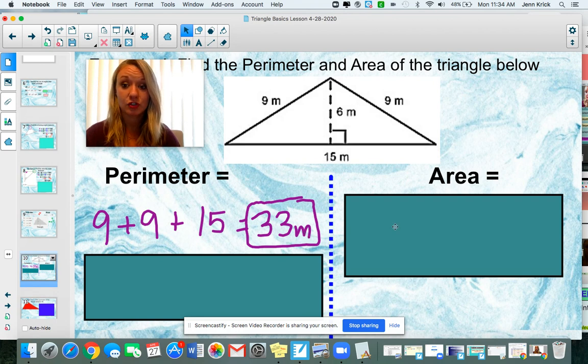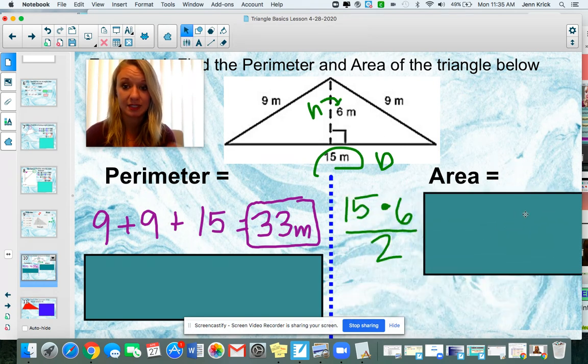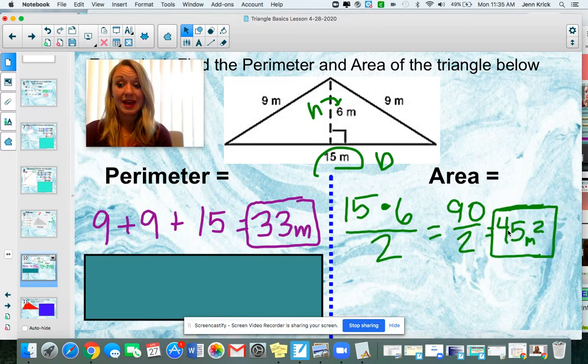For area, it's just base times height divided by 2. Our base is the bottom of our triangle, the bottom part right here. Okay, so that is your base. And then your height stands straight up. So that is your 6 right here. So when we plug that in our formula, it's going to be 15 times 6, base times height, divided by 2. I figure out that 15 times 6 is 90. 90 divided by 2 is 45. And it's going to be 45 meters squared. Remember, with area, we use the little squared here.